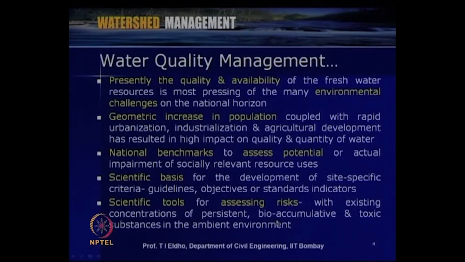So we need scientific tools for assessing risk, for example with existing concentrations of persistent, bioaccumulative and toxic substances in the ambient environment. As far as the environment is concerned, whether it is air, water or soil, we have to come up with certain tools to assess the risk. For example, we have to monitor the various parameters as far as water quality is concerned, and there should be scientific tools to assess whether we are meeting the said guidelines. So a number of issues are there as far as water quality management is concerned.